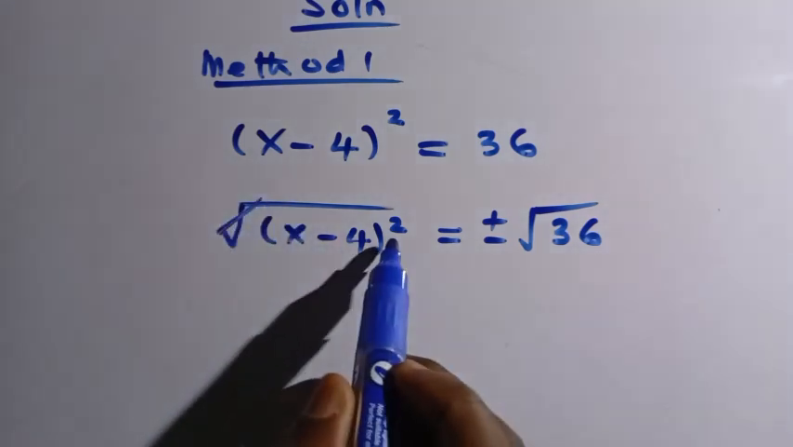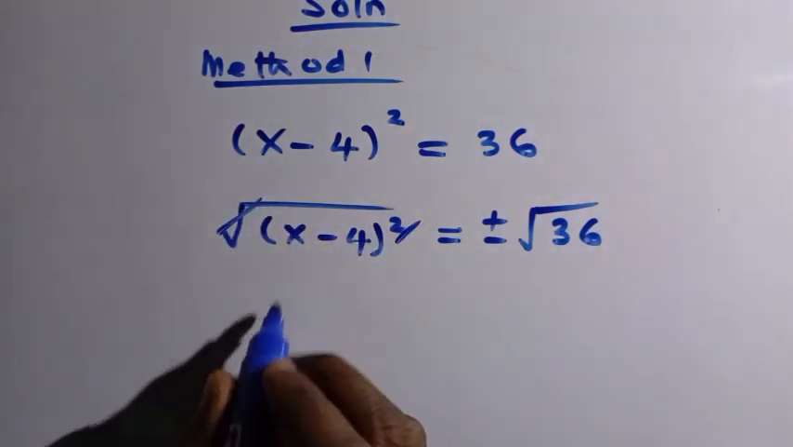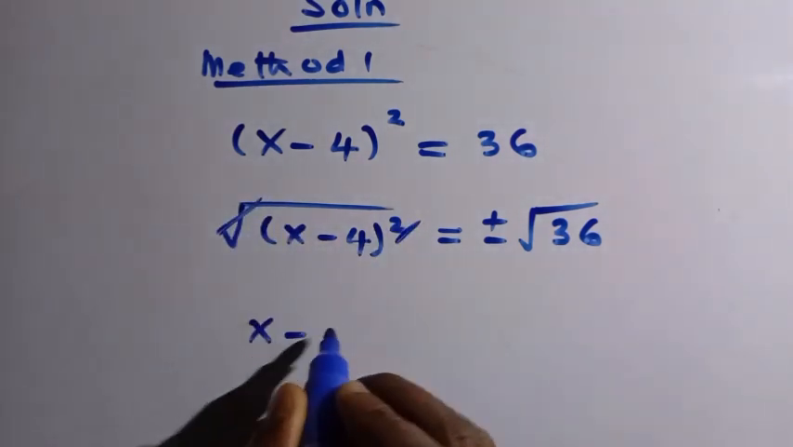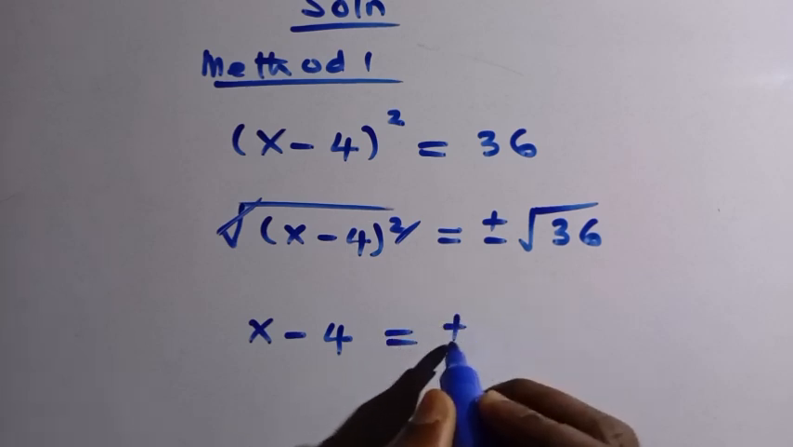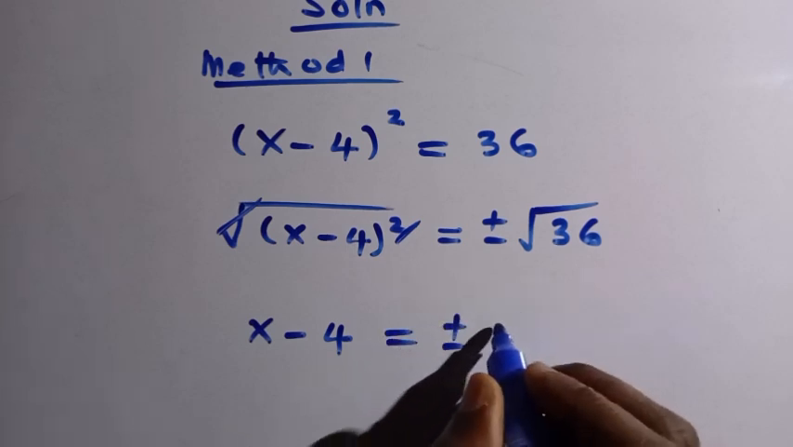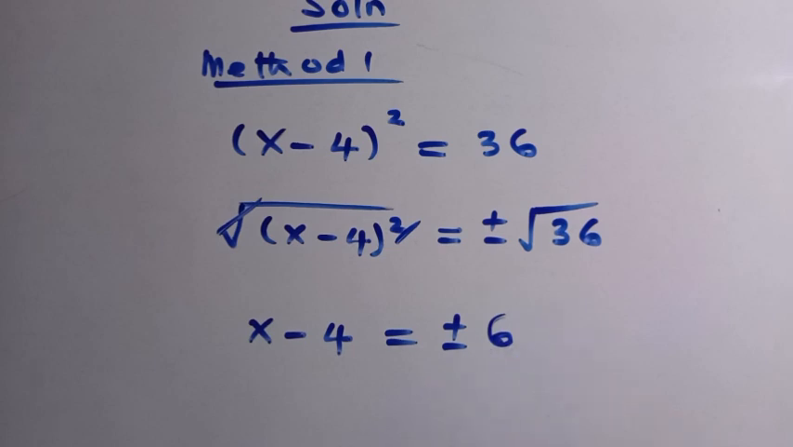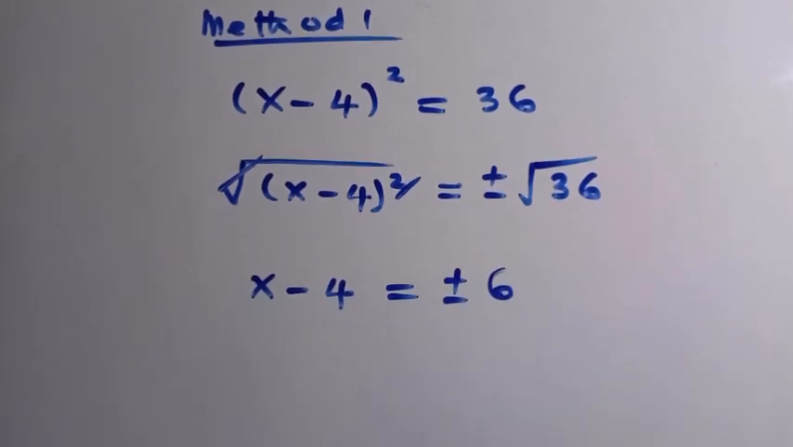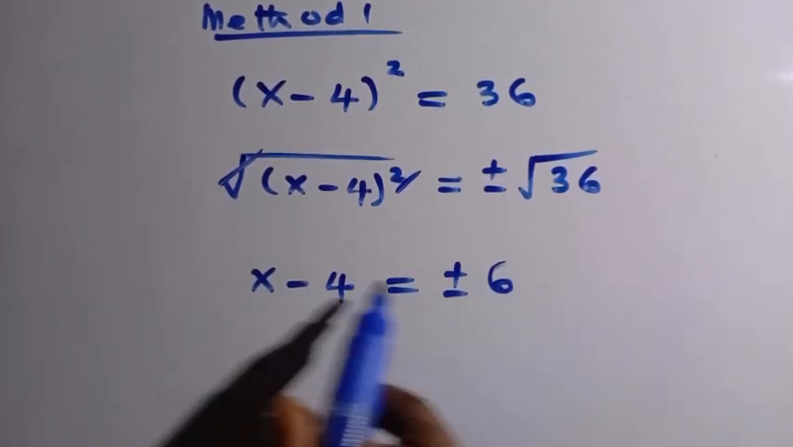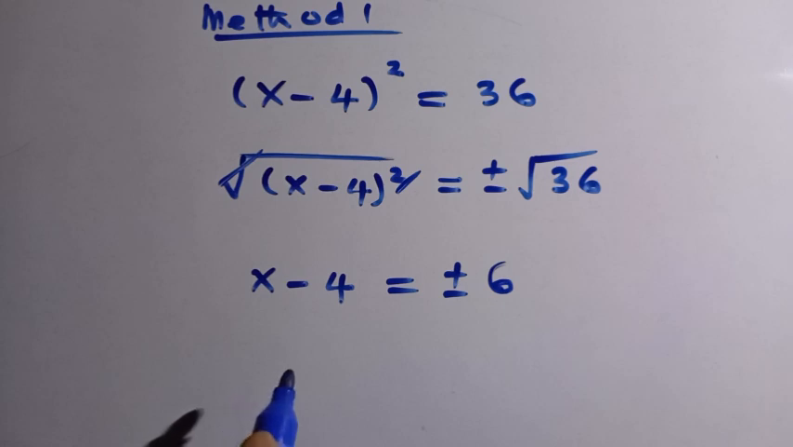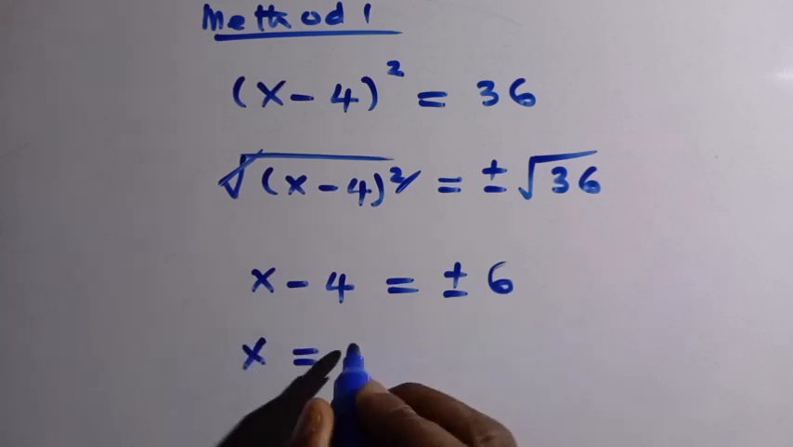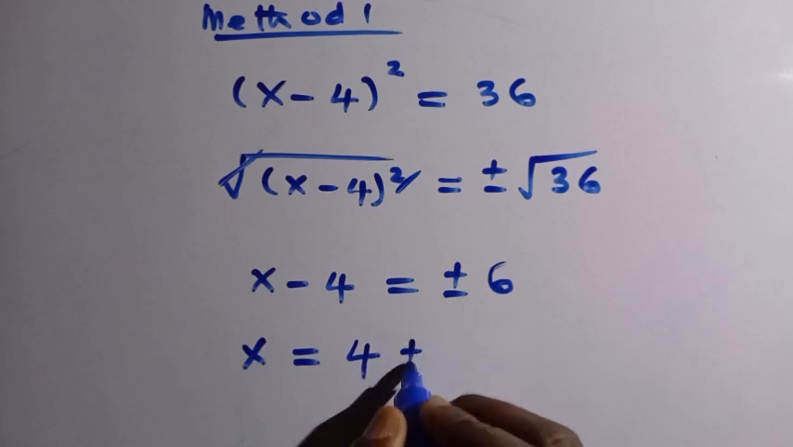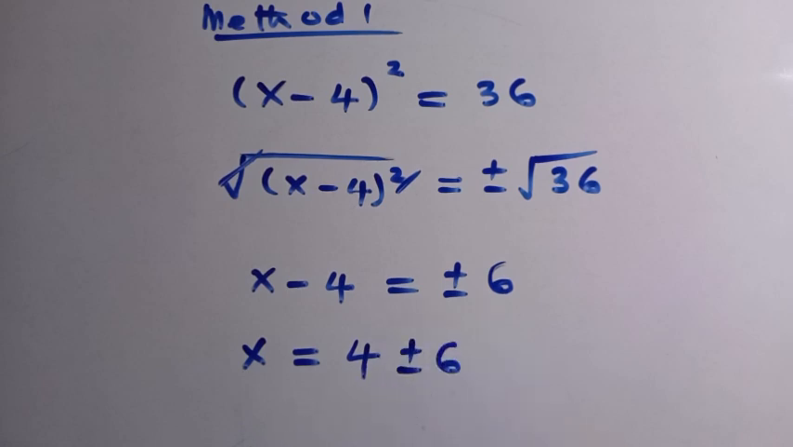Here the square and square root cancel. We are left with x - 4 equals plus or minus, and the square root of 36 equals 6. Then to obtain x, we transfer minus 4 to the other side. Here we have x equals 4 plus or minus 6.